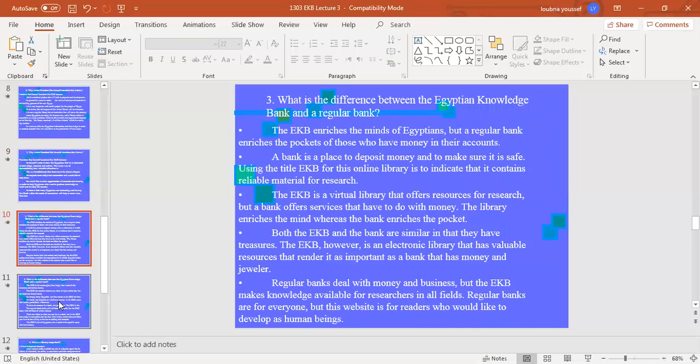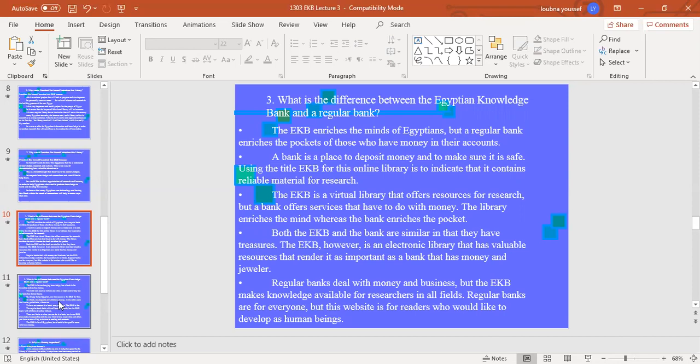Of course, this is a metaphor and it introduces an element of humor. Now, a bank is a place to deposit money and to make sure it is safe. Now, what is an Egyptian knowledge bank? Using the title Egyptian knowledge bank for this online library is to indicate that it contains reliable material for research and the material is also rich. It is even more valuable than money. The Egyptian Knowledge Bank is a virtual library that offers resources for research, but a bank offers services that have to do with money. The library enriches the mind, whereas the bank enriches the pockets.